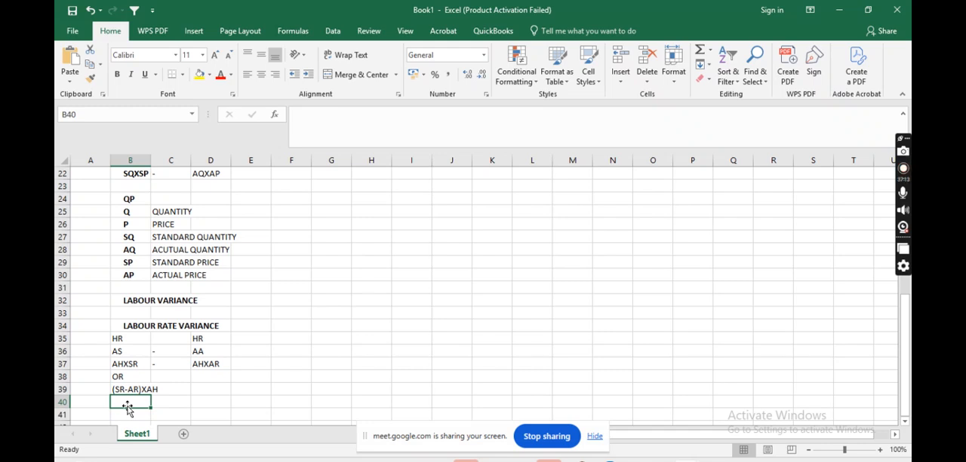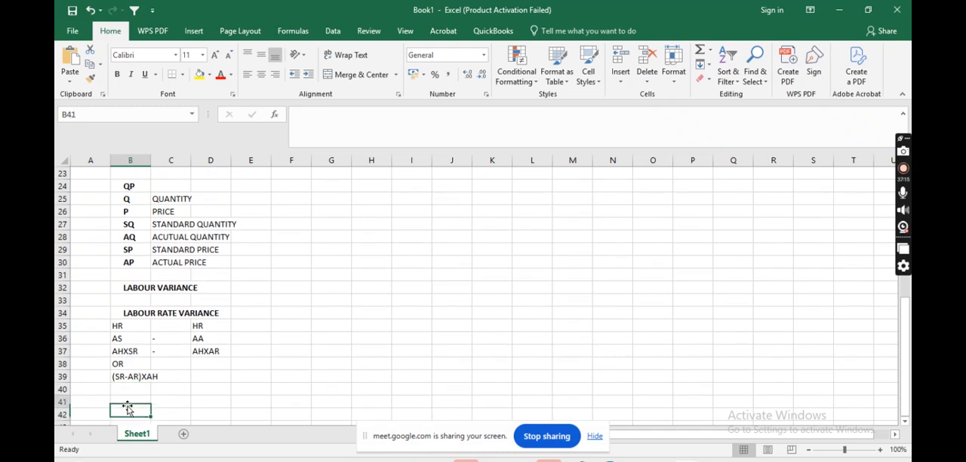Now, class, even without bringing the formula, I already know what the efficiency will be. If I want to do efficiency now, I will say the standard hours minus the actual hours times the standard rate. I will just do it like that.